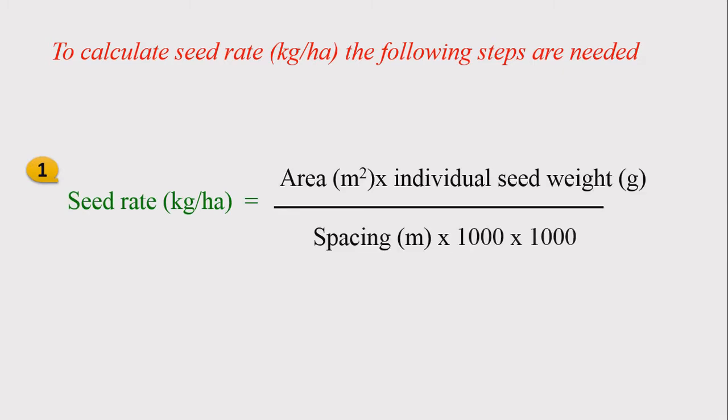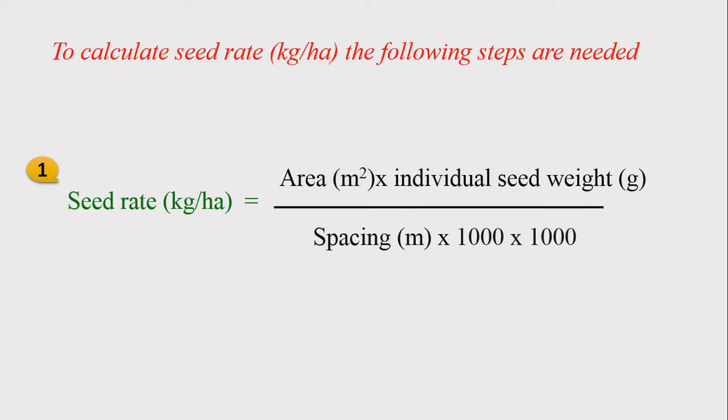To calculate the seed rate, the following steps are needed. The first step: seed rate in kg per hectare is equal to area into individual seed weight divided by spacing into 1000 into 1000. Here the area should be in meter square, individual seed weight should be in grams and spacing should be in meters. If the seed weight is given in micrograms, please convert it into grams to use this formula. And if the area is given in 1 acre or 1 hectare, please use conversion and convert it into meter square to apply in this formula.